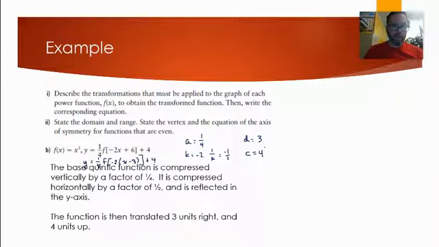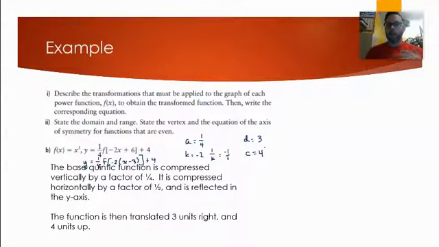Describing those transformations, I overlapped a little bit there, that's okay. Our base quintic function is compressed vertically by a factor of 1 over 4, compressed horizontally by a factor of 1 over 2, and then reflected in the y-axis. And then for the translations, 3 units right, 4 units up.